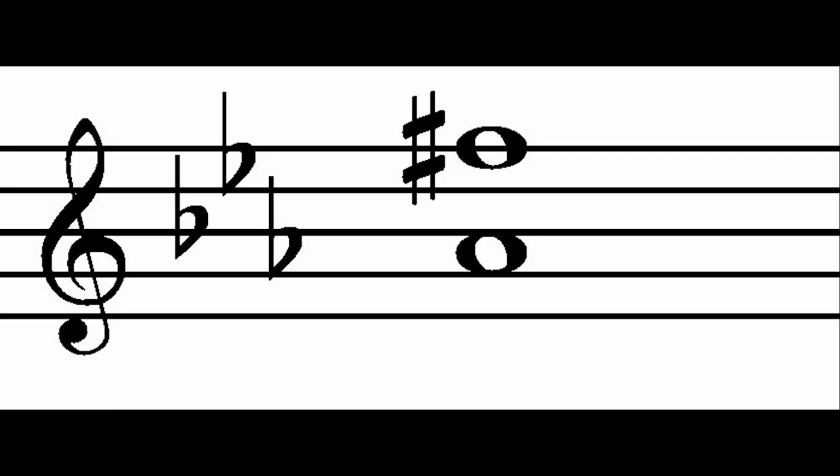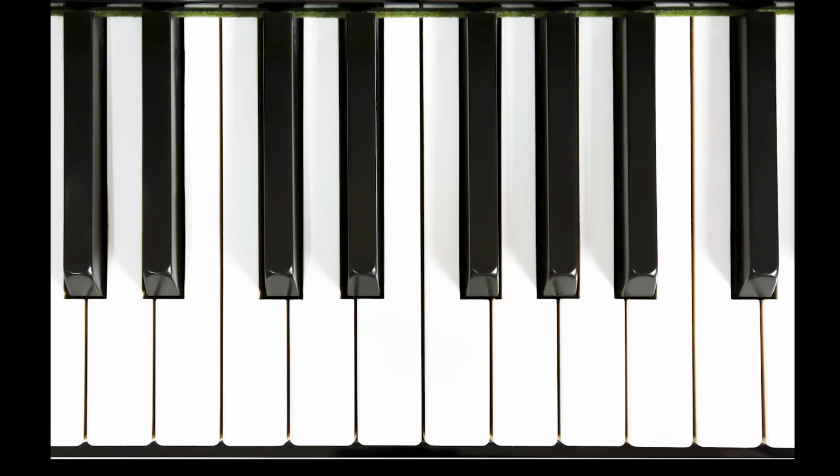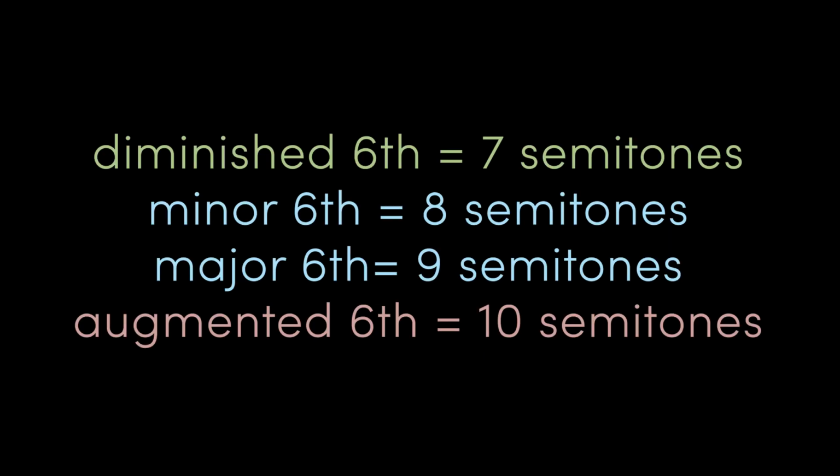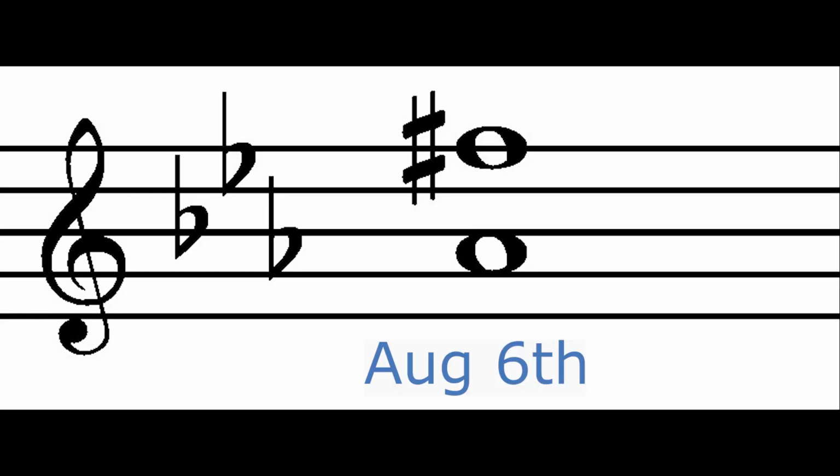In this example, from the A flat to the F sharp, we have a sixth. When we count our semitones going up from the A flat to the F sharp, we see that we've got 10 semitones. However, a sixth, there's no option on our list for a sixth with 10 semitones. That's because an augmented sixth has 10 semitones. So that means that it's one higher than a major. And so this is an augmented sixth interval.